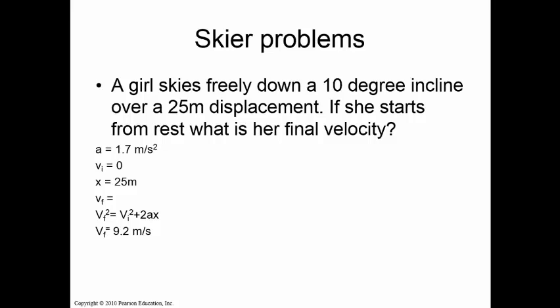Here's another problem that we could have. A girl skis freely down a 10-degree incline over a 25-meter displacement. If she starts from rest, what's her final velocity? We calculated the acceleration to be 1.7 meters per second squared. Now we can use a kinematics equation to find the rest of this. Vi is 0 because she starts from rest. X is 25 meters because it's in the problem. And Vf is what we're looking for. Vf squared equals Vi squared plus 2ax. If we put in all the numbers and take the square root, we get a velocity of 9.2 meters per second.